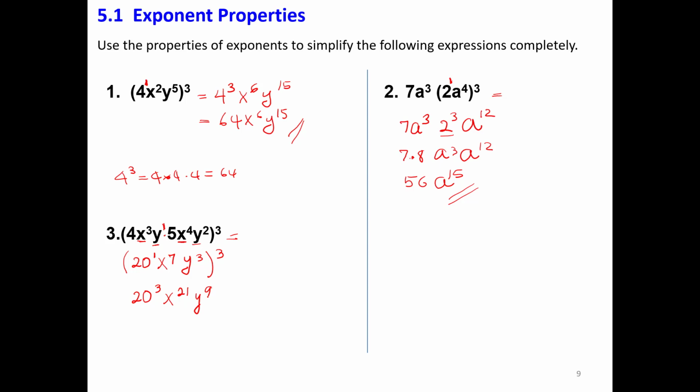Then we have to solve 20 to the third. 20 to the third, I will write here. Okay? 20 to the third equals 20 times 20 is 400. 400 times 20 is 8,000. Then here will be 8,000 x to the 21 y to the 9. This is 8,000, and this is the answer.